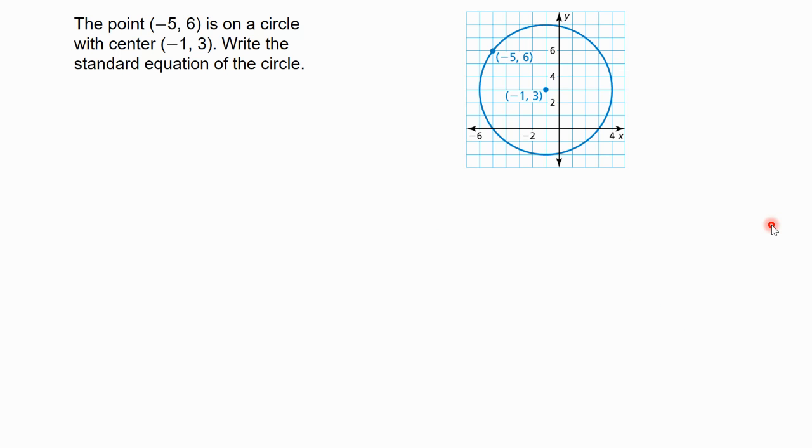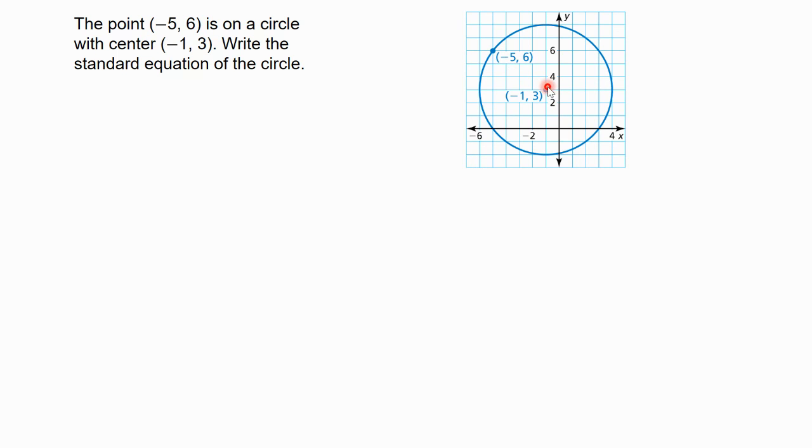Okay, in this example, we're given the point (-5, 6), which is on the circle, and they tell us the center of the circle is (-1, 3). We want to write the standard equation of the circle. So since we already know the center, all we need now is the radius. And to find the radius, we would need to find the distance between the center point, (-1, 3), and the point on the circle, (-5, 6).